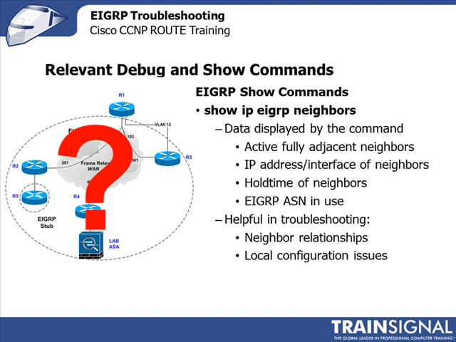Show ip eigrp neighbors goes a step further than the interfaces and identifies the active, fully adjacent neighbors, their IP address, their hold time, the autonomous system number, and the fact that they are fully functional. Great for troubleshooting neighbor relationships. There's even the show ip eigrp neighbors detail command that can give you some additional information.